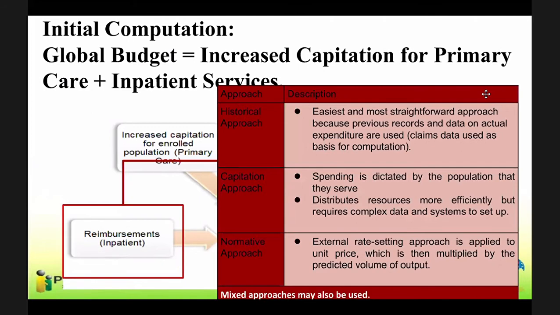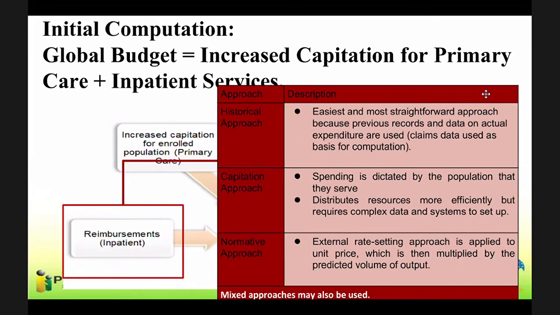So, ito, this is just something na you can use different approaches. So, historically, pwede yung ginagawa ngayon na you will just do a historical data for the past 10 years. Or, you can do the capitation approach. Kaya lang, the problem with capitation approach is the spending is dictated by the population that they serve. So, pag nasa urban setting ka, mas makuri ito kasi mas maganda at the same time, it's difficult kasi, the population group in Tacloban is very heterogeneous.